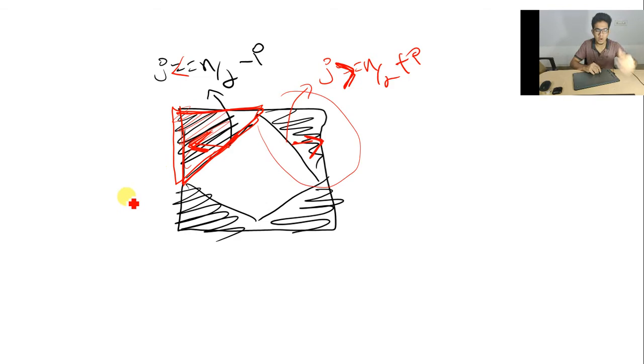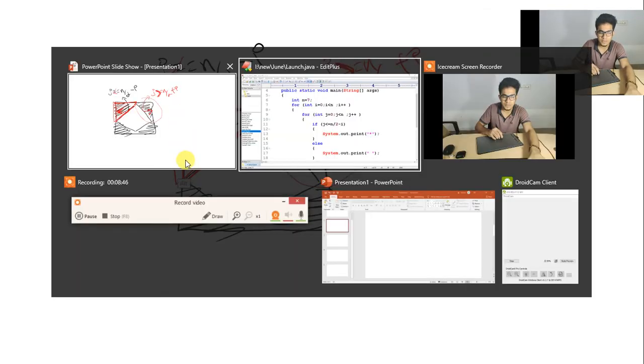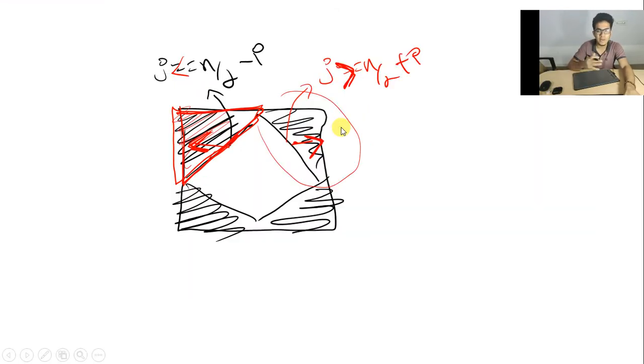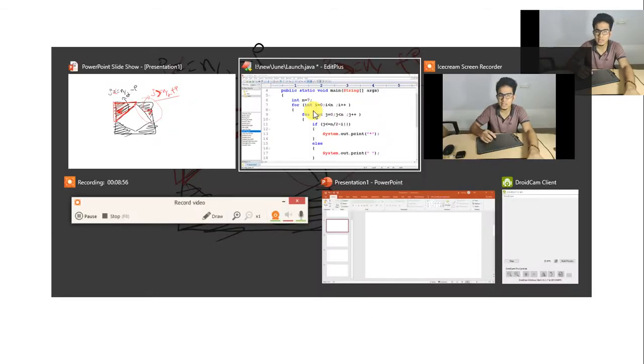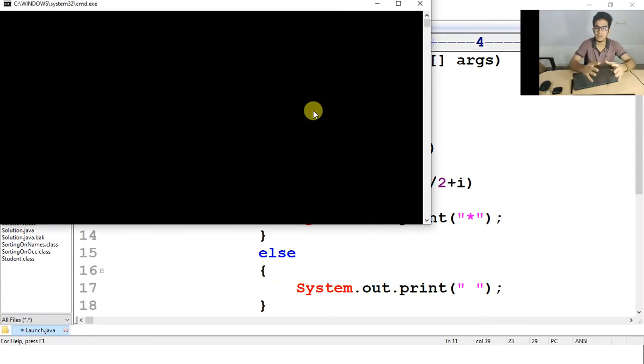You have to use the or operator now. Why the or operator? Because the previous area is completed. There is no limitation of that area. So the second equation is J is greater than or equal to n by 2 plus I. I'll go here and tell J is greater than or equal to n by 2 plus I. I have to use the or operator.